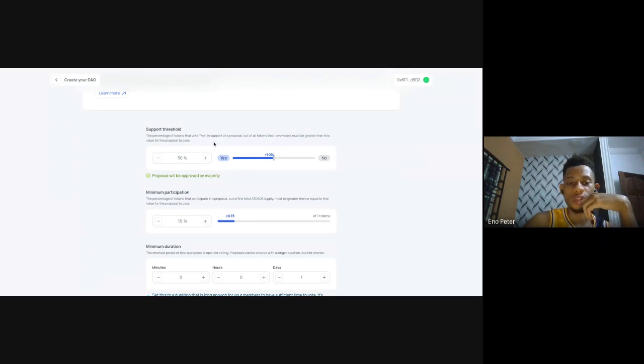Support threshold: the percentage of tokens that vote yes in support of a proposal, out of all tokens that have voted, must be greater than this value for the proposal to pass. So as you're setting up, you can say all decisions should be greater than 50% of all the people agreeing for it to pass. Or you can make it 70%: if 70% agree on something, then it passes.